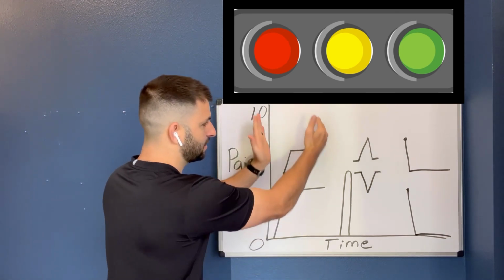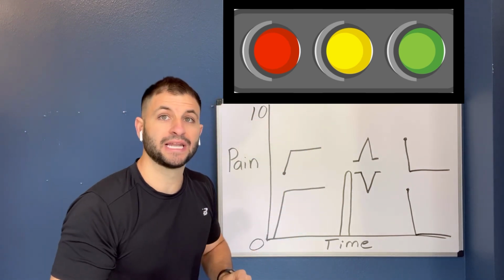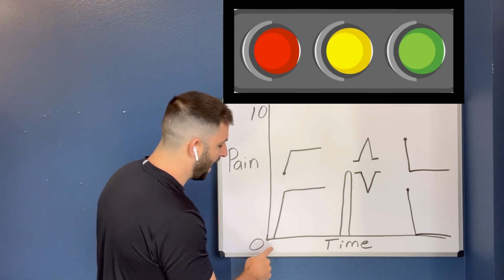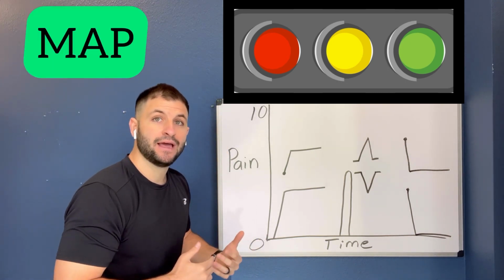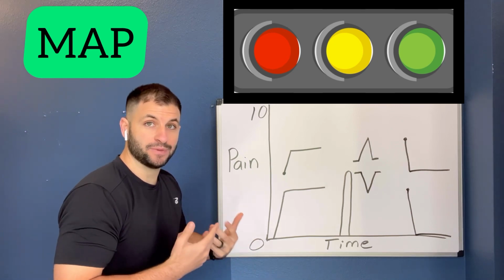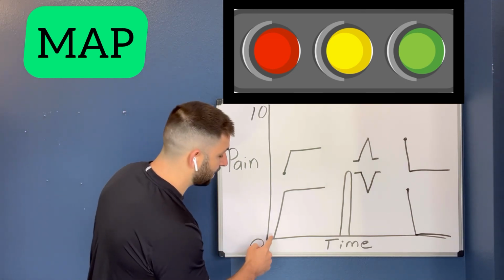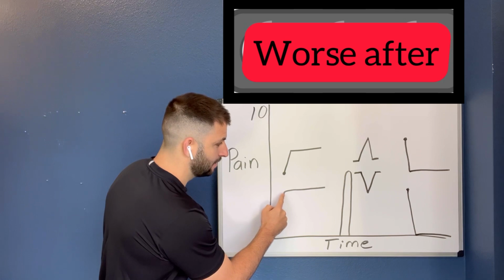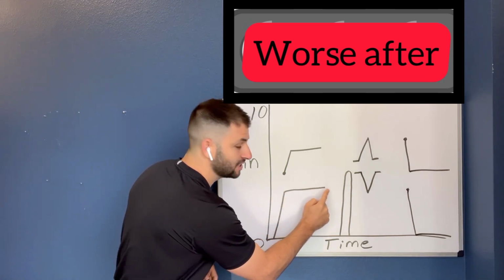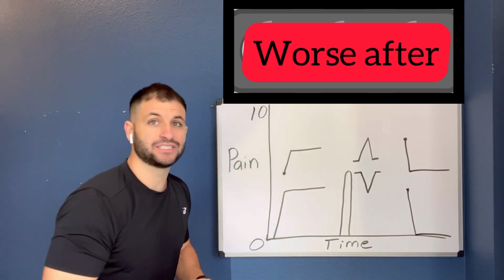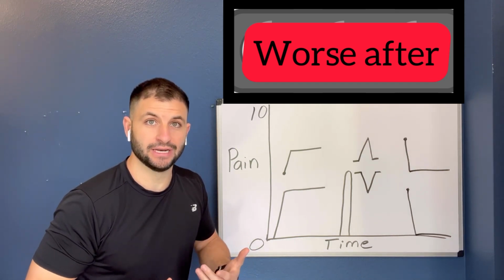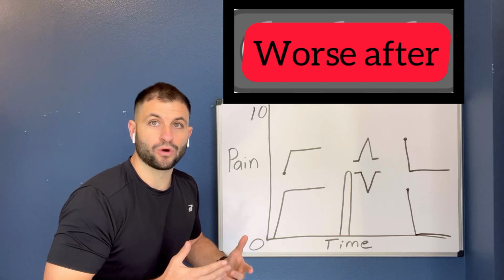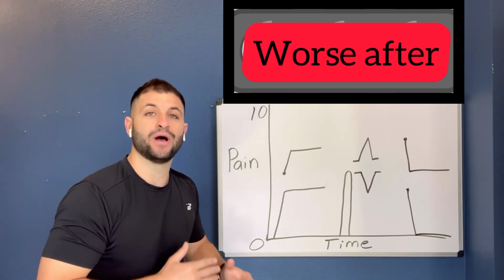This column here is your red light actions. So if you have no pain at all, and you do a movement, activity, or put yourself in a position that produces your pain, and that makes it worse afterwards, that's a red light. That activity, movement, or position needs to be altered or avoided for right now as you go through healing.